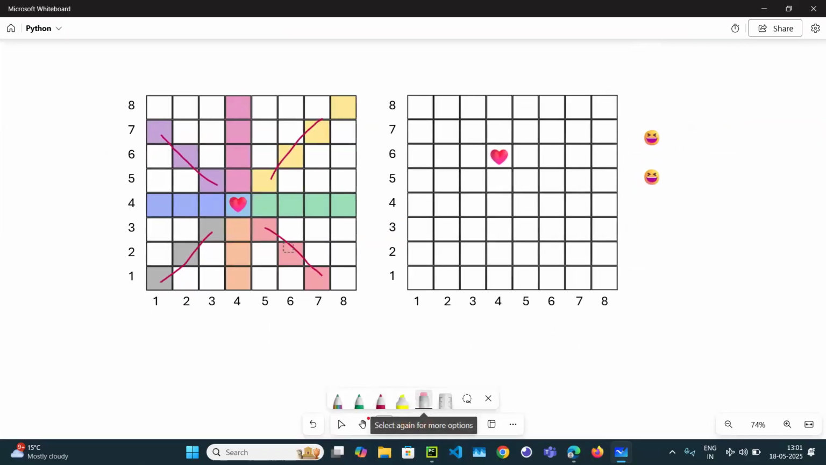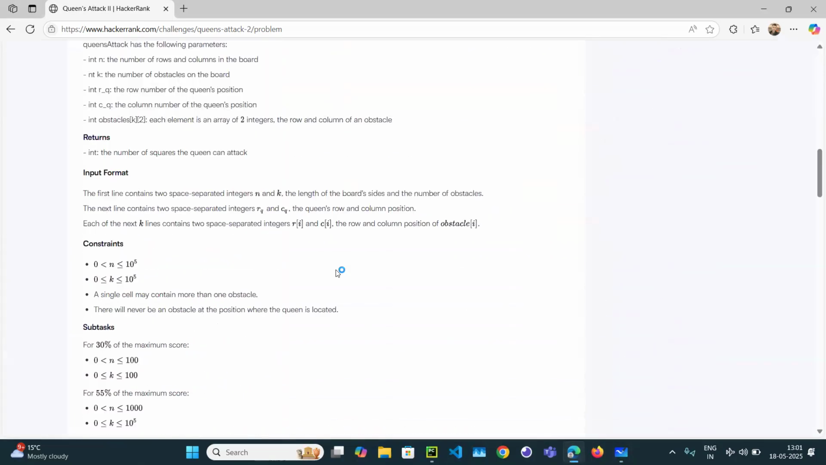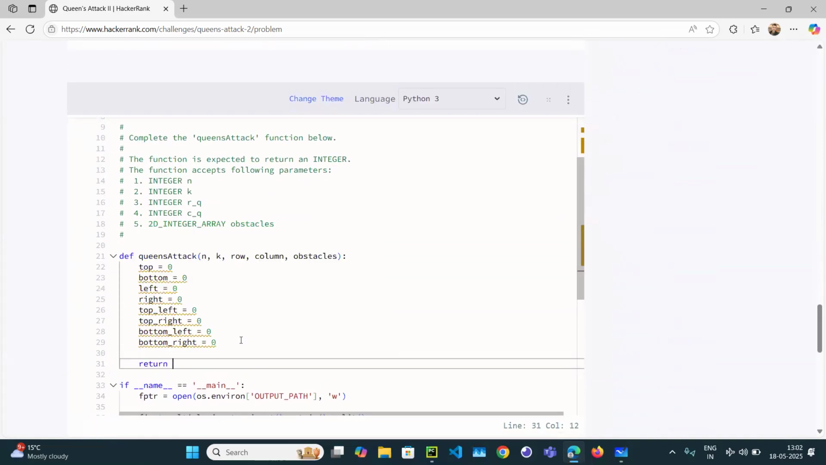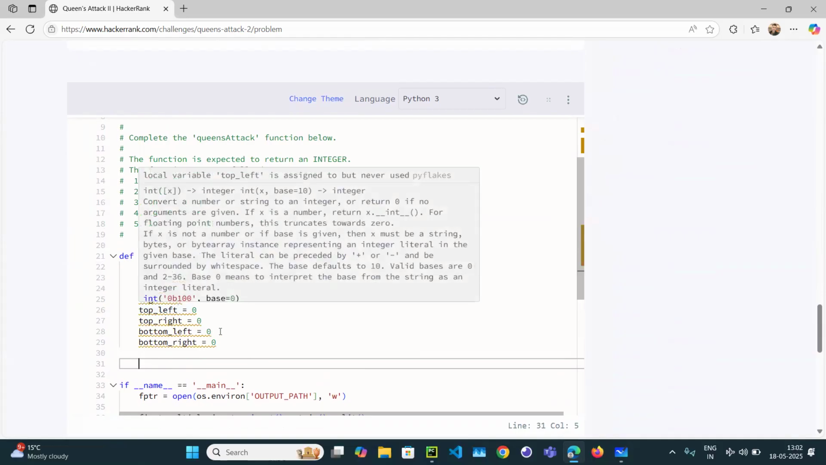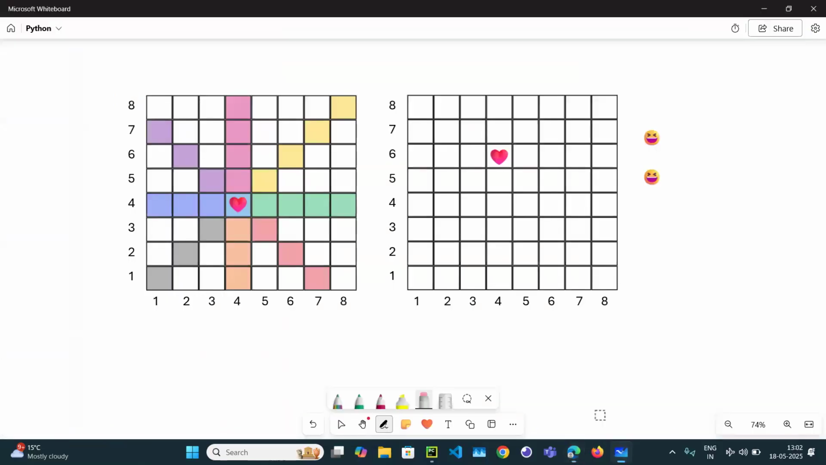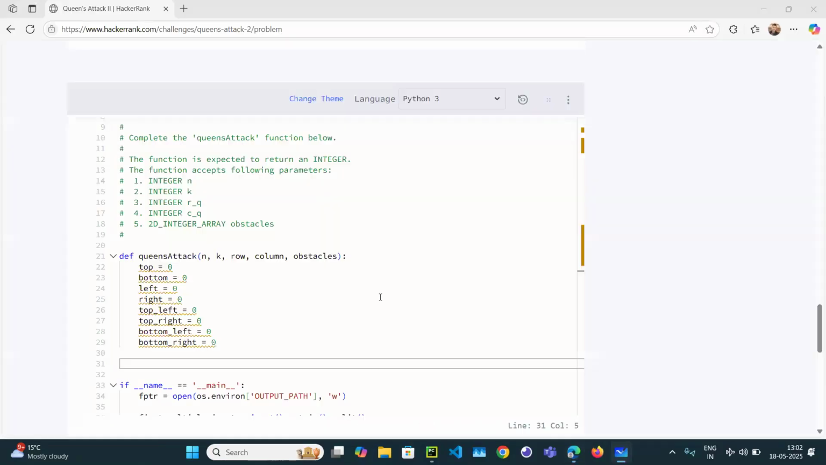Okay, so now if by any way I am able to calculate these eight variables, what do I need to return? I just need to return top plus bottom plus left plus right and so on, so the sum of all the variables. Initially you have set them to 0 because you don't know them. But how are you going to know by using the naked eye? First we need to solve the problem using pen and paper. Then as soon as you solve it with pen and paper, you can convert it into code.